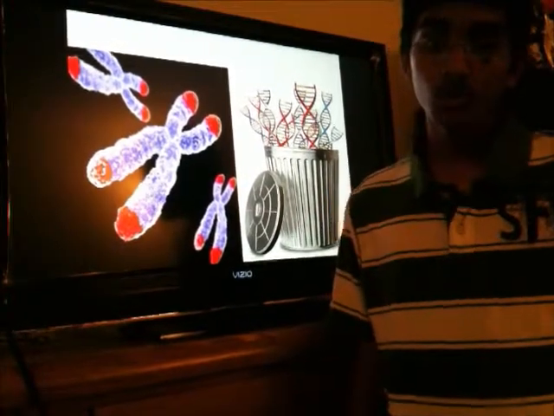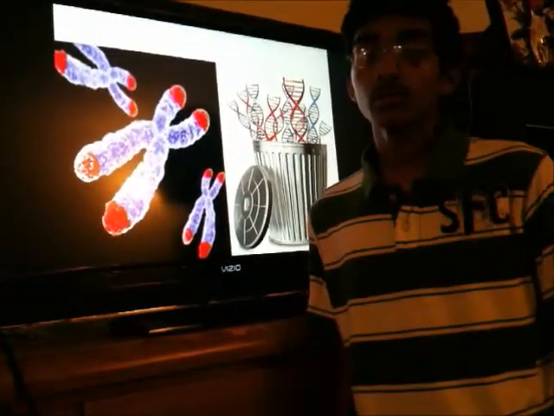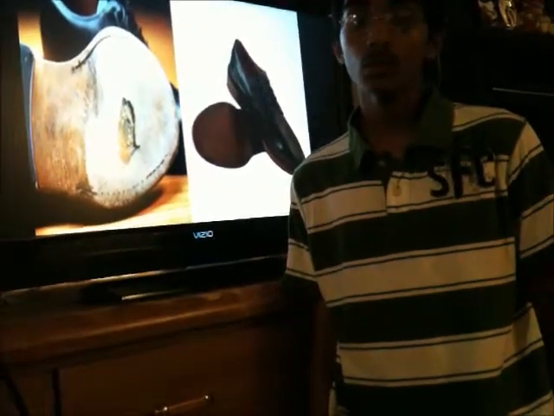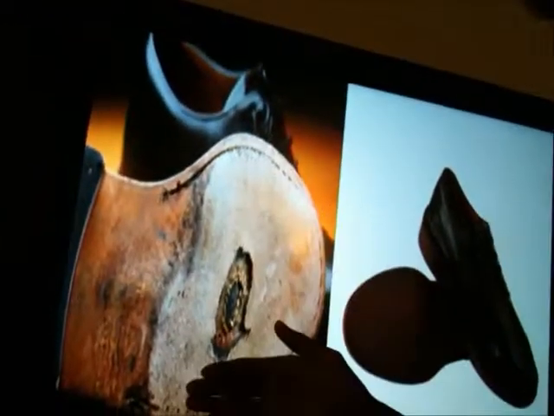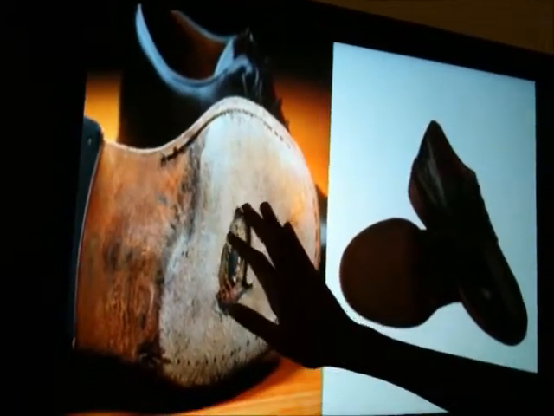When chromosomes do their thing, some telomeres break off. To keep it simple, fewer telomeres equals an older cell. More telomeres equals a younger cell. As you can see right here, the bottom of a shoe: the less heel it has, the older it is. The more it has, the younger it is, the newer it is.